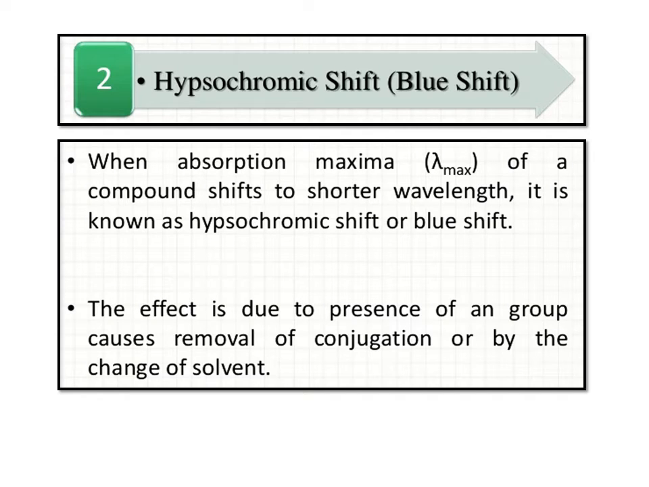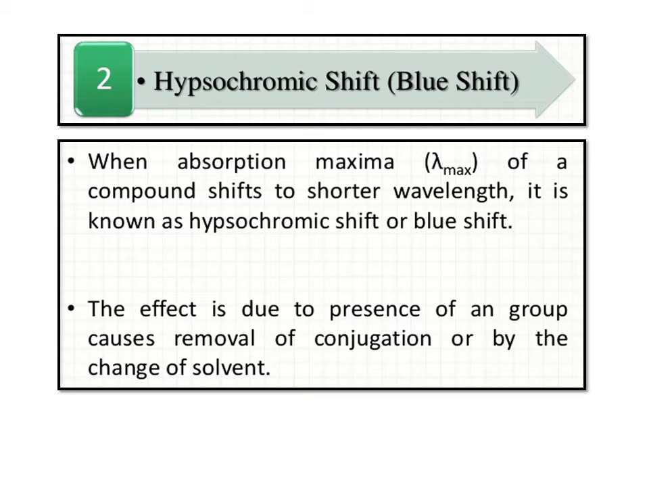Next, we are going to see blue shift or hypsochromic shift. This shift moves the absorption maximum of a compound to a shorter wavelength. It is known as hypsochromic shift or blue shift. The effect is due to the presence of a group that causes removal of conjugation, or by a change of the solvent. So when you add the group, what happens? It removes the conjugation, or if you change the solvent, it also moves towards a shorter wavelength.